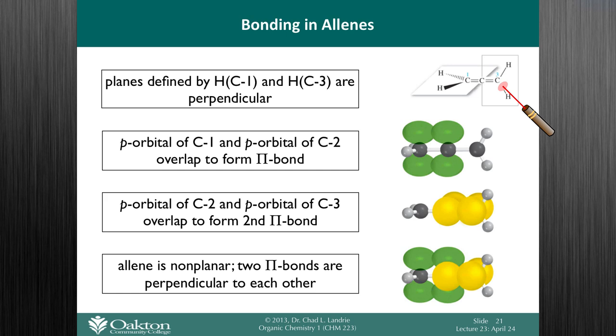Allenes, then, are non-planar. The two pi bonds are, again, perpendicular to one another, as we can see in this bottom diagram. We have side-to-side overlap between the two p orbitals of the green pi system, and side-to-side overlap between the p orbitals of the yellow pi system, which are coming in and out of the plane of the screen. But the green p orbital and the yellow p orbital do not overlap. Again, this is not a conjugated system. There's no shared delocalization between the electrons in the green pi system and the electrons in the yellow pi system.